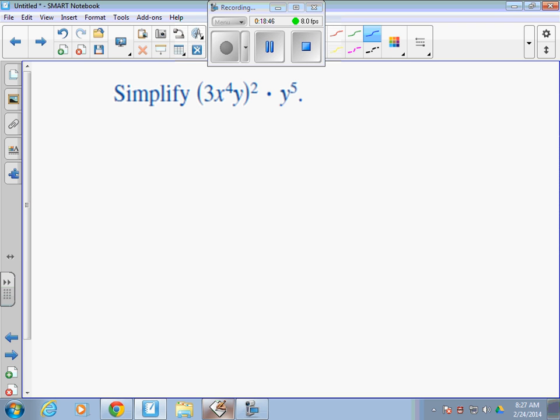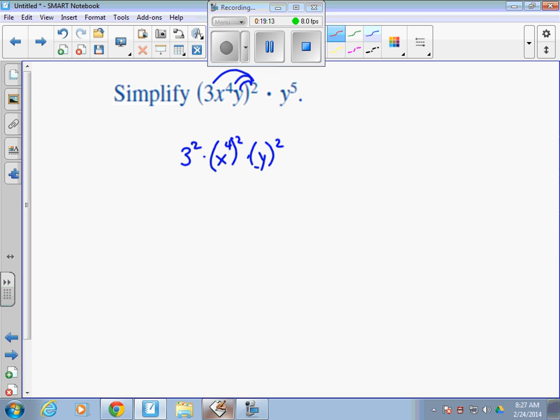Okay, let's take a look at this one. Didn't need quite as much time for this one. When you look at 3x to the fourth y squared, you have to make sure to square everything inside of that parentheses. So what you have is 3 squared times x to the fourth squared times y squared. We'll write it in the same fashion.